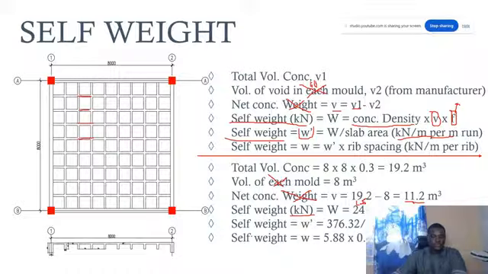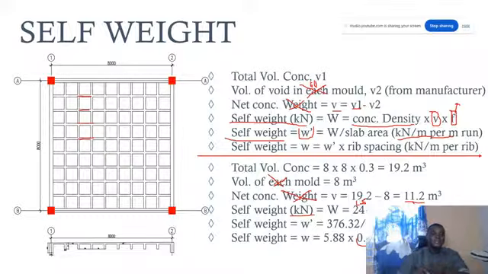So in order to convert this load to an area load, we divide by the slab area. The area is 8 meters by 8 meters. We have 5.88. But what we needed is the amount of load on one part of the rib. So that is why we assume the rib spacing is 0.75. So we have 4.41 kilonewton per meter per rib. So this is going to be the load you are going to put on your rib and analyze.